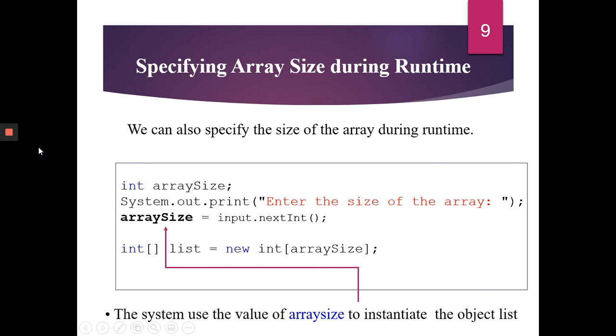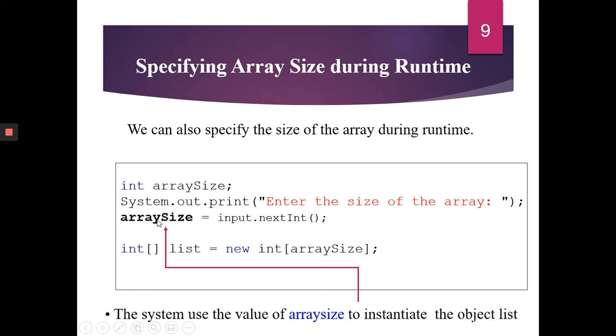We can also specify the array size during the runtime, where we ask the user what is the size of the array that they would like to create. For example, you give instruction to the user, enter the size of the array. So user give you some value. For example, let's say user types in 3. So 3 value will be kept by variable array size.